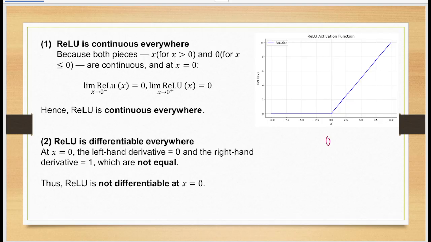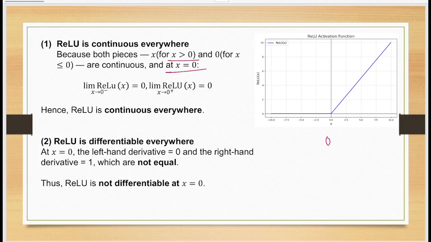So you will check from the left and from the right and will get the same value. If you get the same value, then it is continuous at this point. In this case, for x greater than or equal to 0 we get x, and for x less than 0 we get 0.